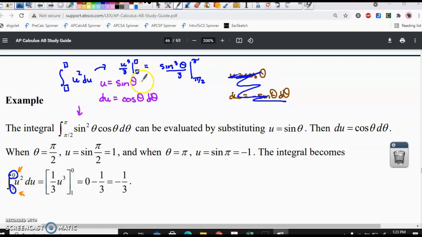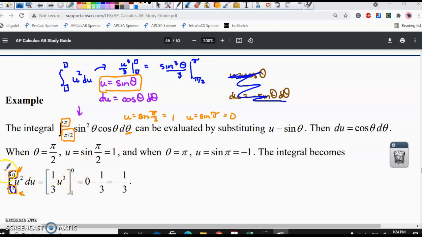So how do I change my bounds? Well, if u equals sine theta, then when theta is pi halves, u equals sine pi halves, and sine pi halves is 1. So that's why that's a 1. Now if I want to change the pi, well, if theta is pi, then u equals sine pi, and sine of pi is 0. So that's why that's a 0.